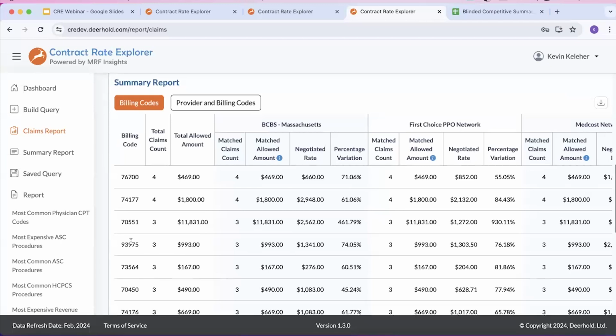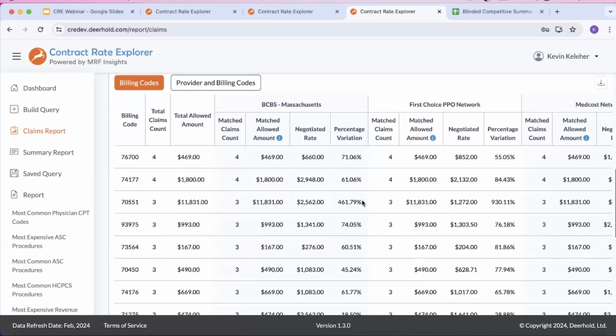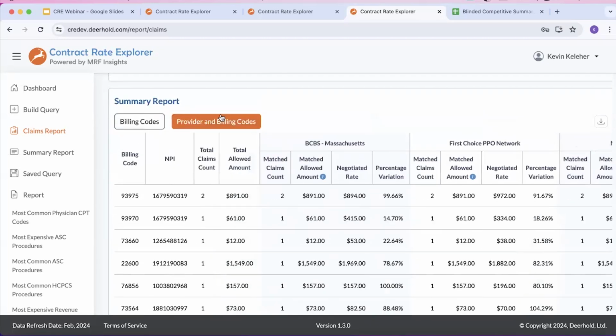We provide other summary reports, such as breaking that data down by billing code, so I can see that in this example here, the 74177, there was a total allowed amount of $1,800. There's 4 claims. What the total would have been repriced with Blue Cross Blue Shield Massachusetts versus First Choice versus MedCost. I can see that broken out by billing code and provider. If I had uploaded place of service, this would even break it down, so I can see what those differences are, inpatient, outpatient, office as an example.